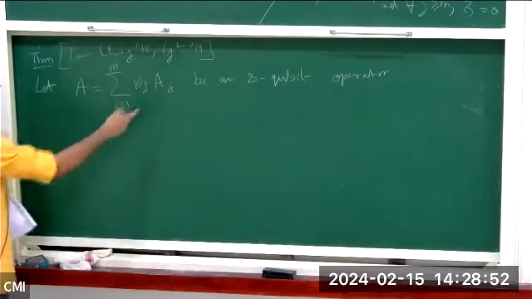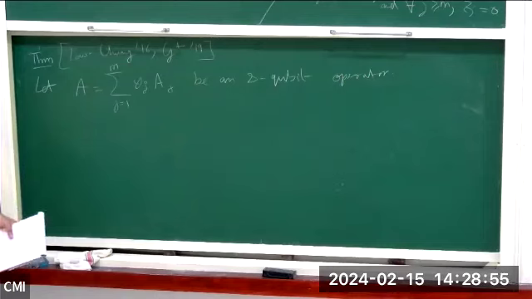And here the A_j can be linear operators. We don't care what they are. We are equipped to handle these things now.